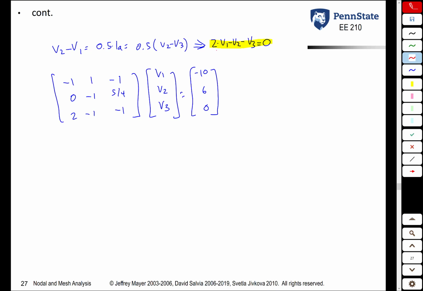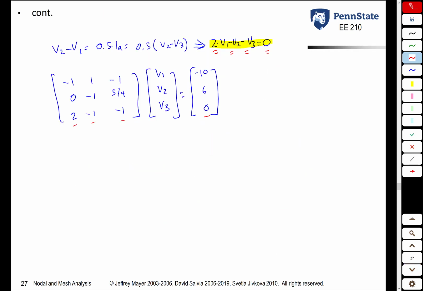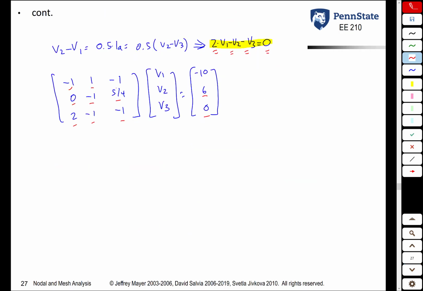For example, this third equation, we have 2, -1, -1, 0. Likewise, here we have -1, 5/4, 6. And notice V1 has no term, so it's 0, -1, 5/4, 6. And the first equation was -1, +1, -1 equal -10.